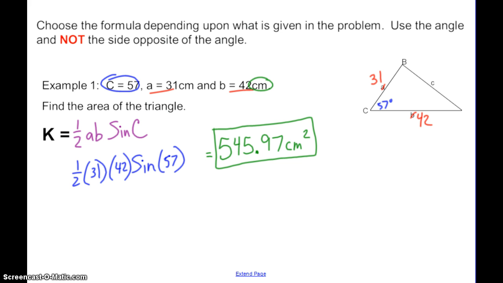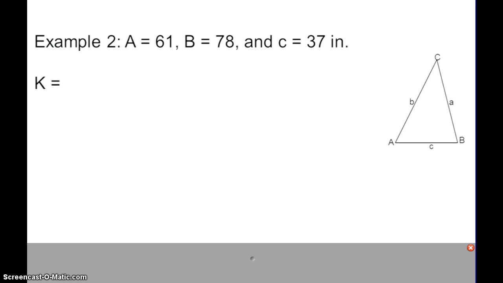So maybe you're wondering, okay, well great, but what if I have three pieces of information where I don't have that pair, or that two sides with the angle in between? What if I don't have that information? What if I have a pair instead? So let's look at a different piece of information here. This one gives us slightly different information. I have angle A, angle B, and side c.